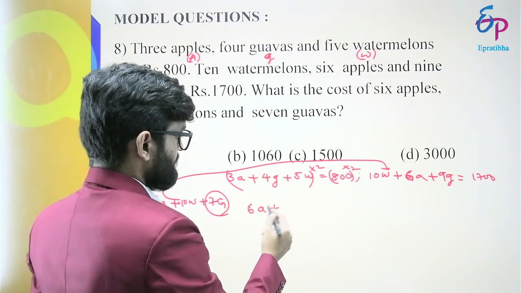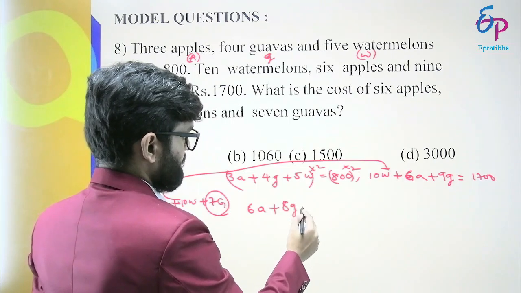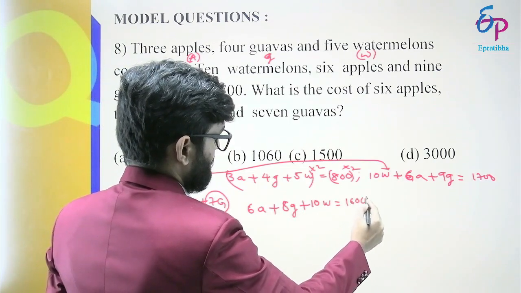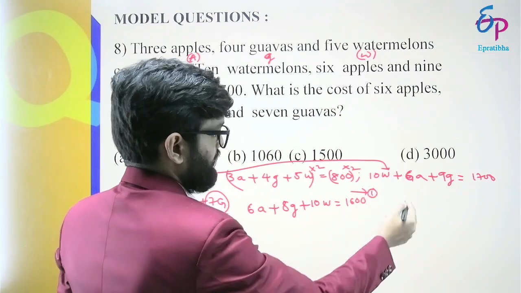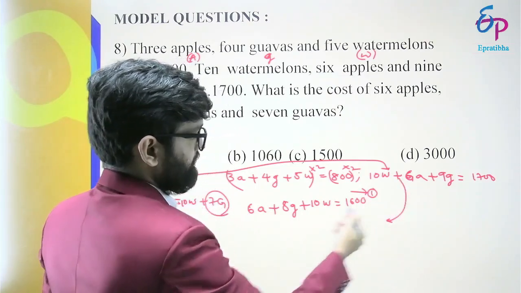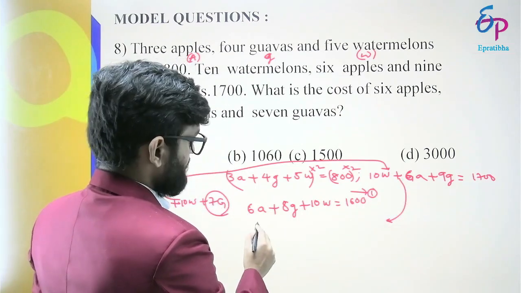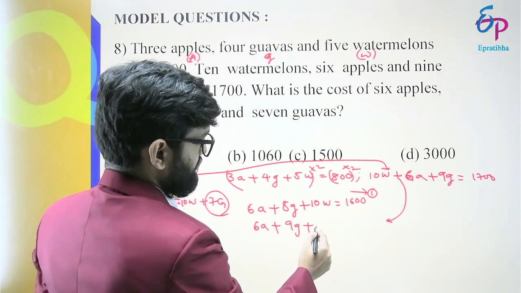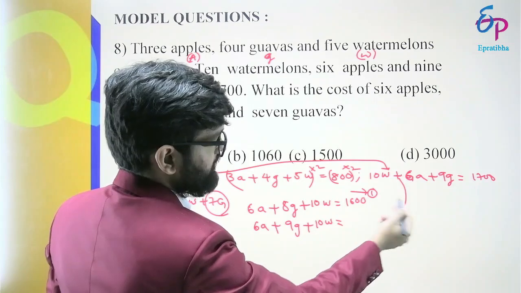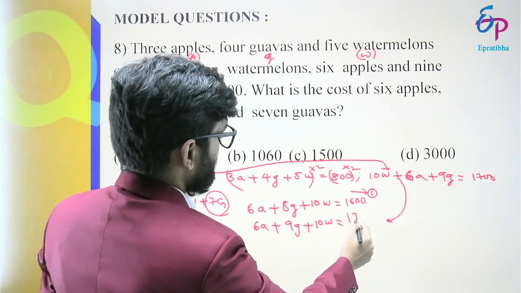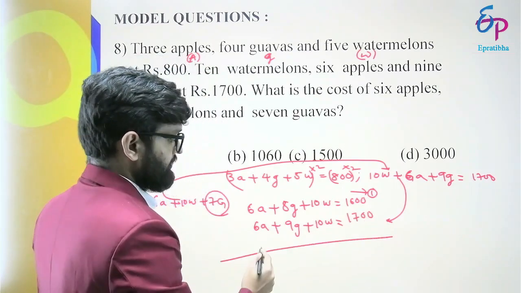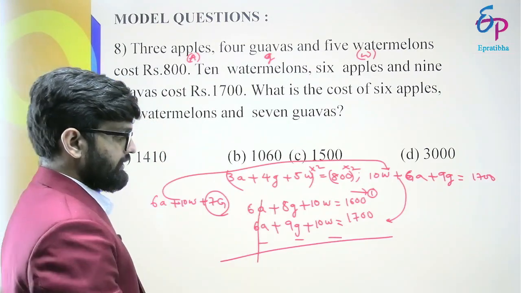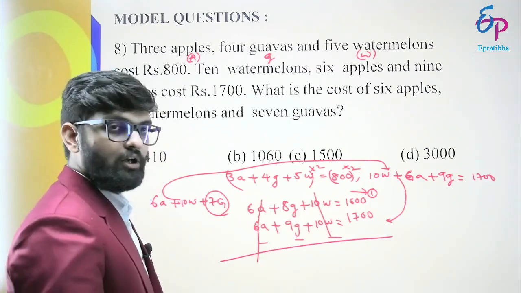6a plus 8g plus 10w is equal to 1600. Let me take this as the first equation. Now I am taking this expression as the second equation. 6a plus 9g plus 10 watermelon is equal to how much I have given? 1700. That means if you subtract these two, what happens? Apples get cut and watermelon also is gone.